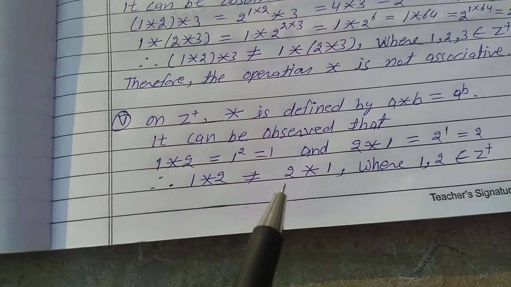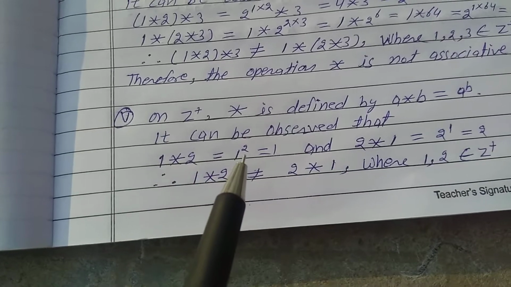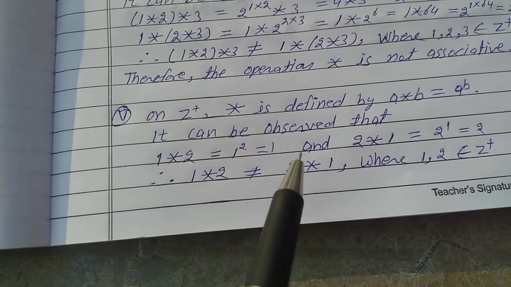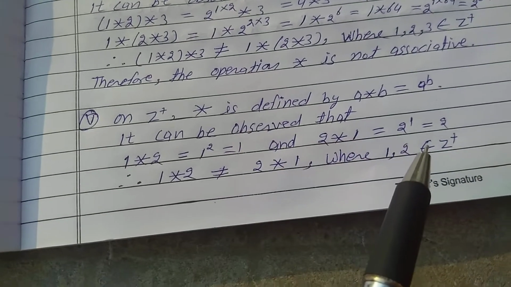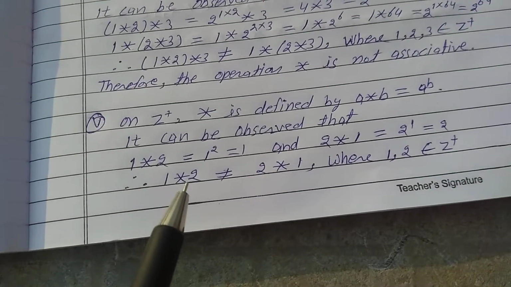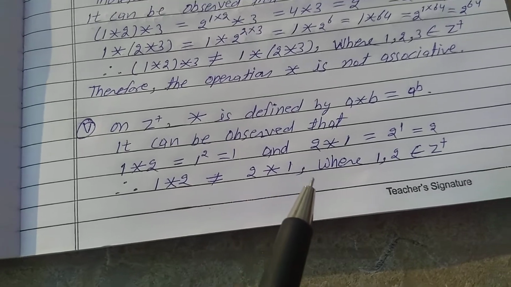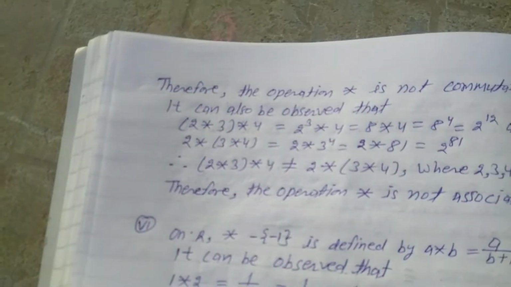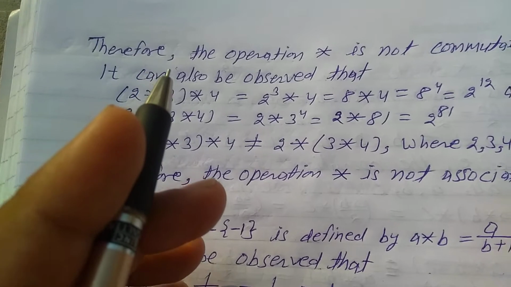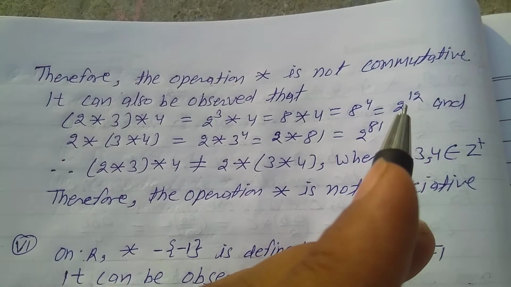It can be observed that 1 star 2 is equal to 1 power of 2, which is 1, and 2 star 1 is equal to 2 power of 1, which is equal to 2. Therefore, 1 star 2 is not equal to 2 star 1, where 1, 2 belongs to Z plus. Therefore, the operation star is not commutative.